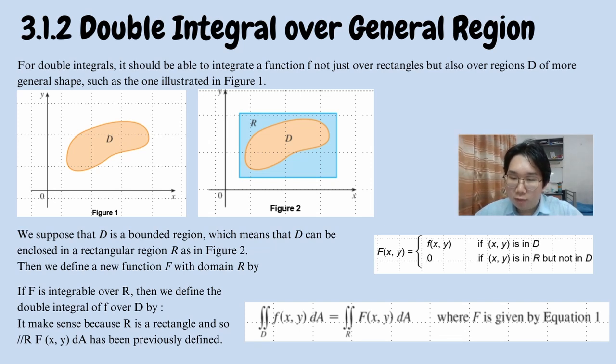Then we define a new function F with domain R, as shown here: F(x,y) equals f(x,y) if (x,y) is in D, and F(x,y) equals 0 if (x,y) is in R but not in D. D is the bounded region, but R is the rectangular region. If F is integrable over R, then we define the double integral of f over D by the formula shown here. It makes sense because R is a rectangle, and so the double integral of F over R has been previously defined.